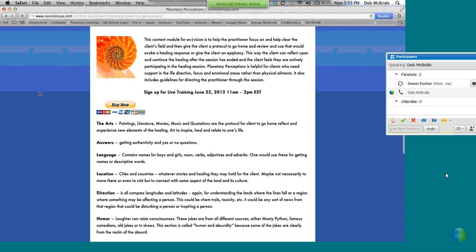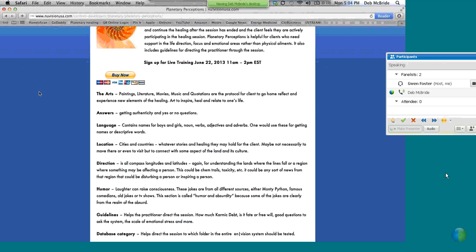The location, I like this because it is a tray full of cities and countries, and whatever regions come up can be a story for the client or healing for the client. It may not be necessary for them to move or visit there, but it is some connection to the land and that culture. It may be something that they relate to from a film they saw. It could be a relative went to visit there and they told a very lively, inspiring story about that area. So there is a connection in their field at that time.